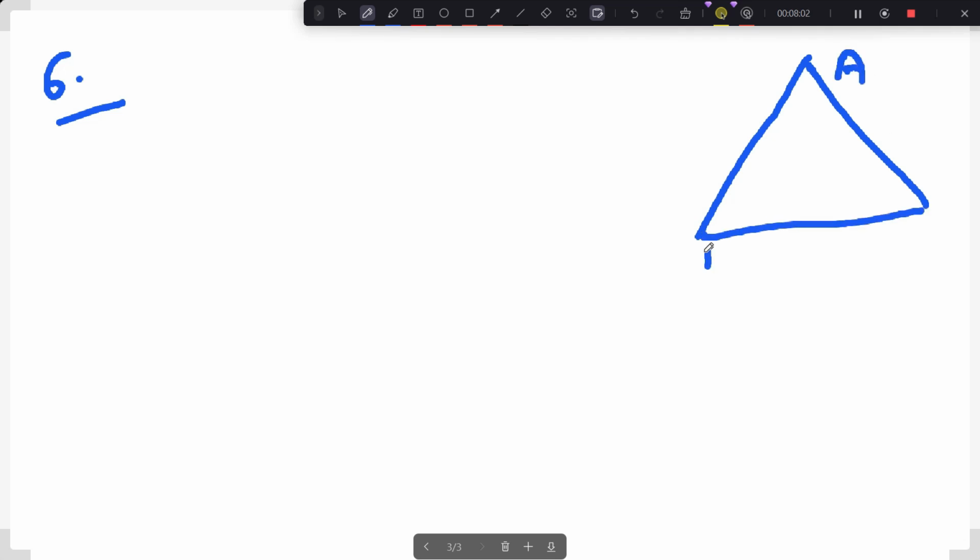Hi friends, let's start from where we left off yesterday. Let's move on to another question. Let me just figure out which question we are looking at. Yeah, we are looking at question number 6 in the figure. So let me just make that figure first here. This is the figure A, B, C, D, E.